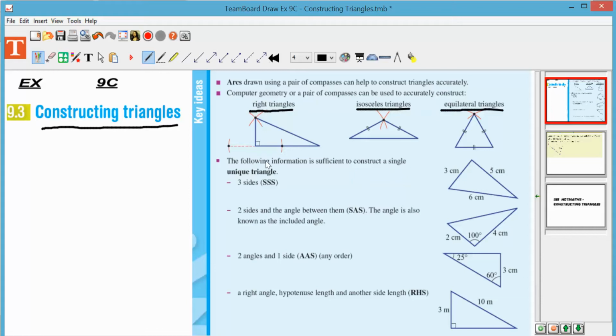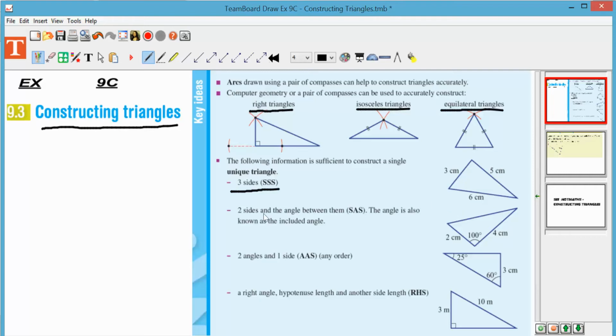Okay, now to be able to construct a triangle you need a certain amount of information. Okay, so there are four different combinations that you can use, and if you're given this information in these four cases, then you've got enough information to construct a triangle using a compass. Okay, and a ruler, that is. All right, so the following information is sufficient to construct a single unique triangle. Okay, so if you've got all three sides of your triangle, you can construct one.